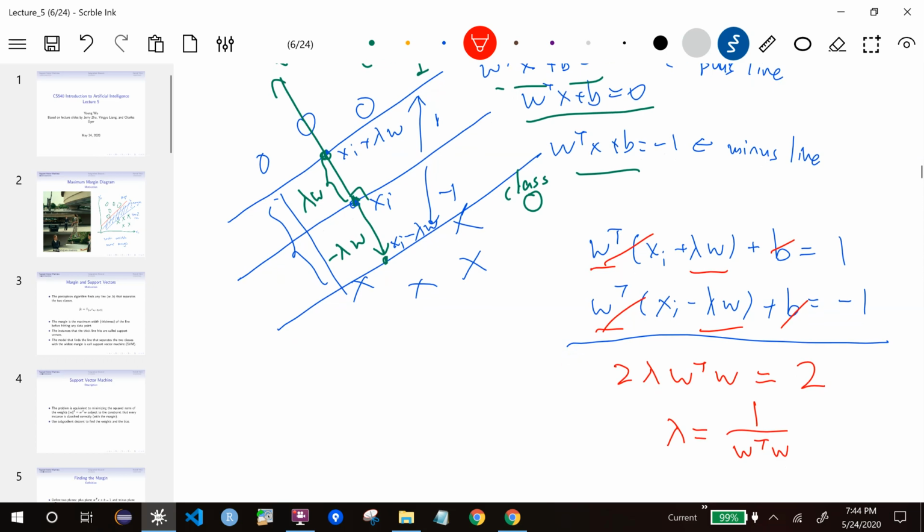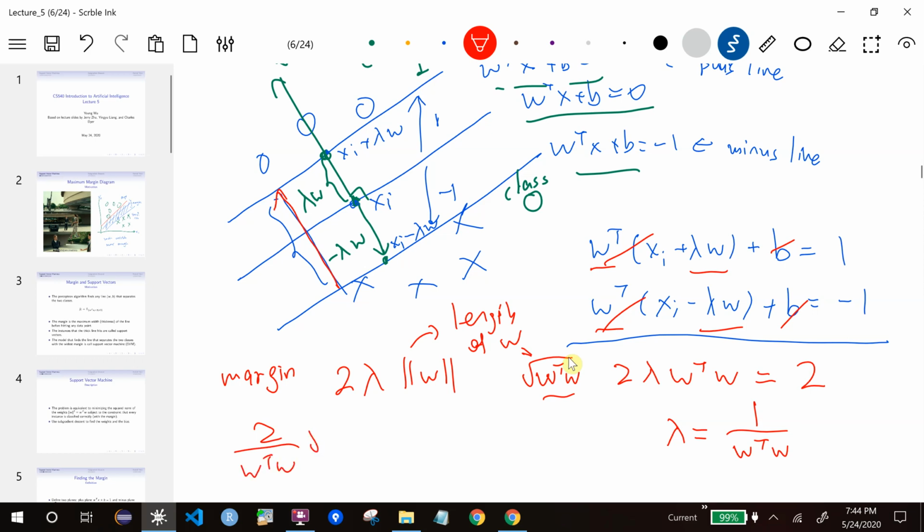If we know lambda, then we can know the margin, right? The margin is just the length of double this lambda W vector. In particular, it's 2 times lambda times the length of W. I'm using the norm notation. This is just the length of W, which is the square root of W transpose W. It's the sum of, say, W1 squared plus W2 squared, which is just W transpose W, and you square root it to get the length. Let's substitute this lambda in. So it's 2 over W transpose W multiplied by the square root of W transpose W, and one of them cancels out. So it just becomes this.